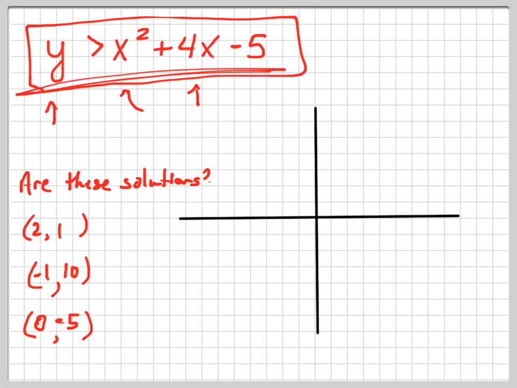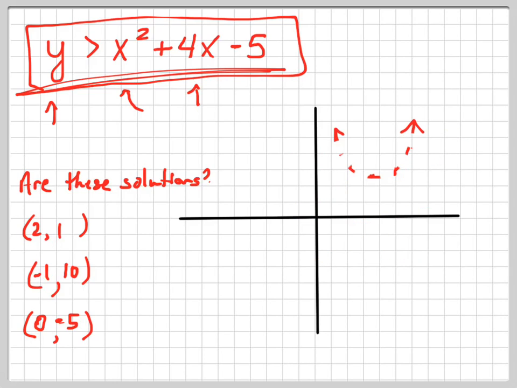only the points that are on the actual line, this is some sort of parabola, and only the points that are on the line are solutions to that equation. If this had said equal, only the points that are actually touching the line would be solutions to that equation. But when I make an inequality, all those points on the line now are not solutions. That's why it's got to be a dotted line, and either everything above it is a solution or everything below it is a solution.